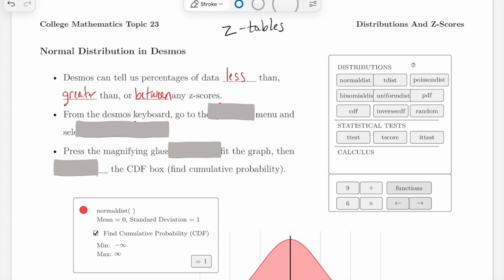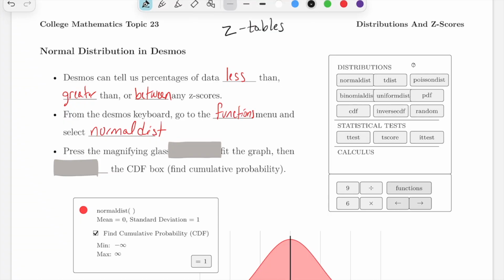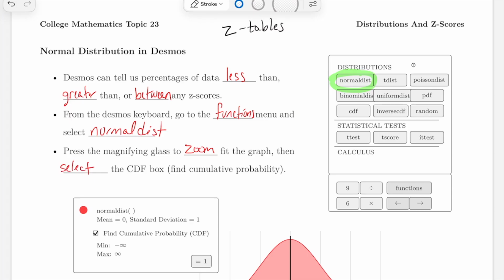From the Desmos keyboard, we are going to go to the Functions menu, and we're going to select Normal Distribution. So just like before, you're going to go to the Functions menu, and then you can see that under Distributions, the normal distribution is what we're going to be looking at today. After we get there, we're going to press the magnifying glass in order to zoom fit the graph, and then we're going to select the CDF box.